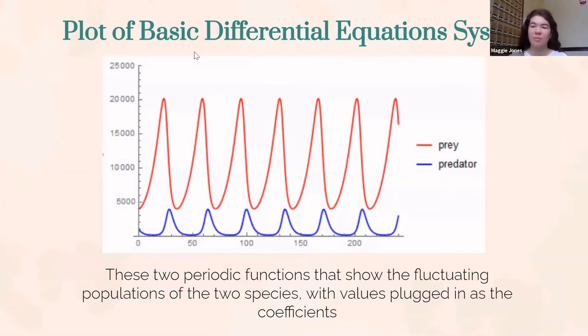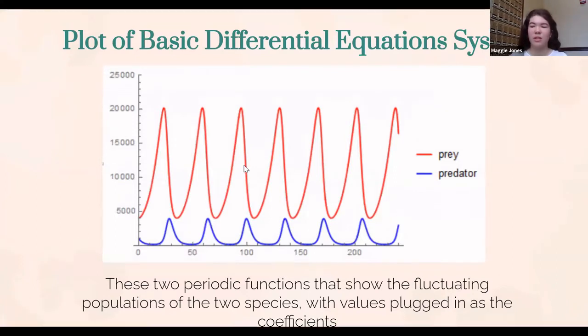Here you can see an example ecosystem with coefficients plugged into the before-mentioned system of equations. The plots show the periodic behavior of the 2 populations over time, plotted with x being time and y being the species populations. The oscillations in this graph show the cyclic relationship between predator and prey populations.